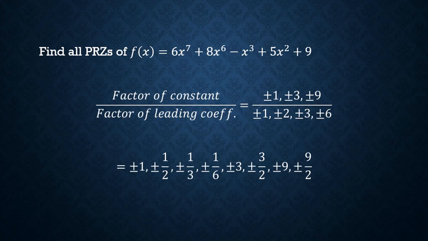9 over 2, 9 halves. 9 over 3 is 3. Already had that written there, so not going to repeat that. And then we have 9 over 6, or 3 halves. Again, already had that. Not going to write that once again. So these are all the numbers we have. And then, again, it is plus or minus to show that both the positive and the negative number is a possibility for your root.